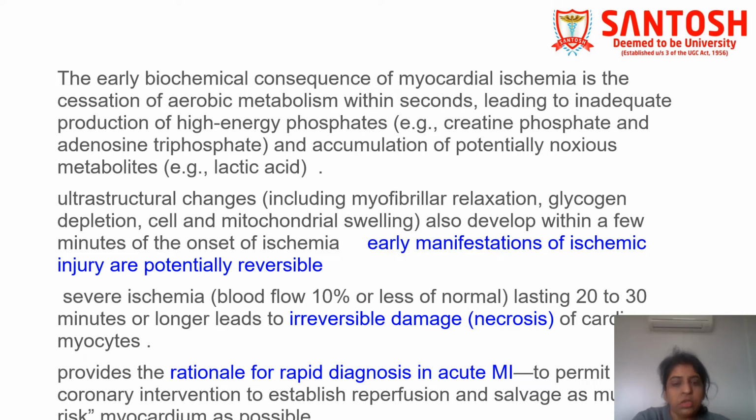Severe ischemia, where blood flow is 10% or less of normal, lasting for 20 to 30 minutes or longer, leads to irreversible damage. So an area of irreversibility sets in among cardiac myocytes. This provides a rationale for rapid diagnosis in acute MI, to permit coronary intervention to establish reperfusion and salvage as much at-risk myocardium as possible.